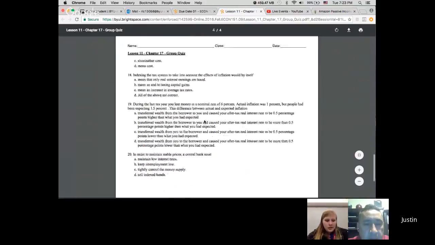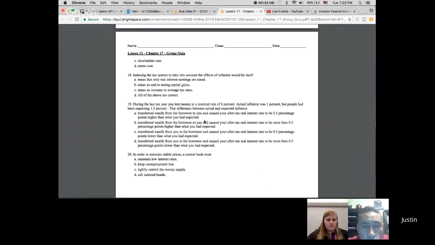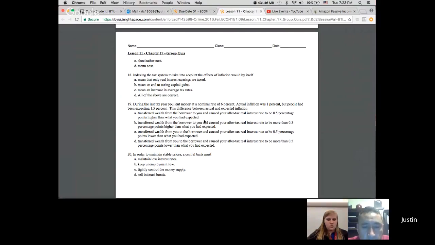Lindsay, you got 18? Yeah, indexing the tax system to take into account the effects of inflation would by itself... I got B. Yeah, I also got B. Would end taxing capital gains. Yeah. What? Let's see. Why wouldn't it be... or D? C, it would by itself mean an increase in average tax rates.